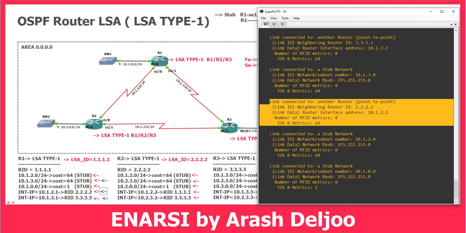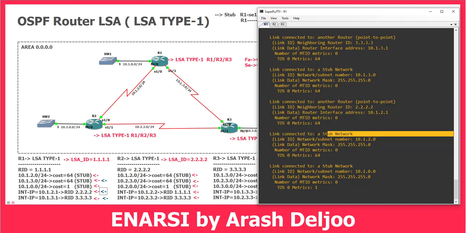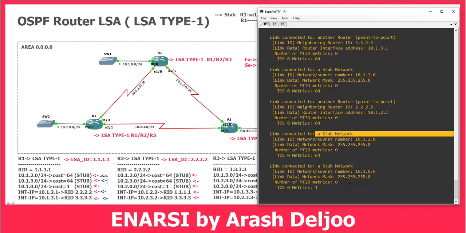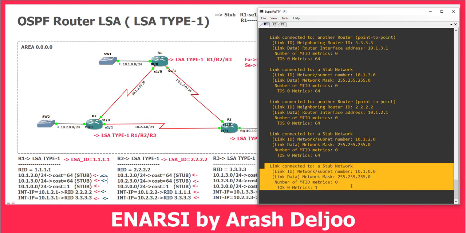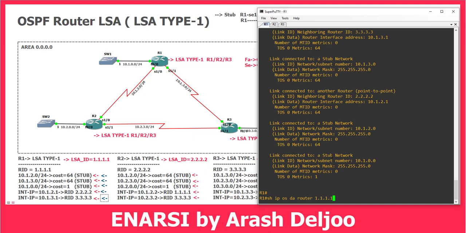Then here, as you can see, I have connected to a stub network. Look at here, both of them are a stub network, as you saw. Then I have connected to 10.1.20/24 with the cost of 64. This is a stub. It's okay. Okay, and after that, at the last line, I have connected to 10.1.0/24 with the cost of 1. This is the stub network. It's okay. As you saw, now we have all of this information in the RID, in the LSA type 1 received from router 1. Now, let me show you the information in the LSA type 1 received from router 2.